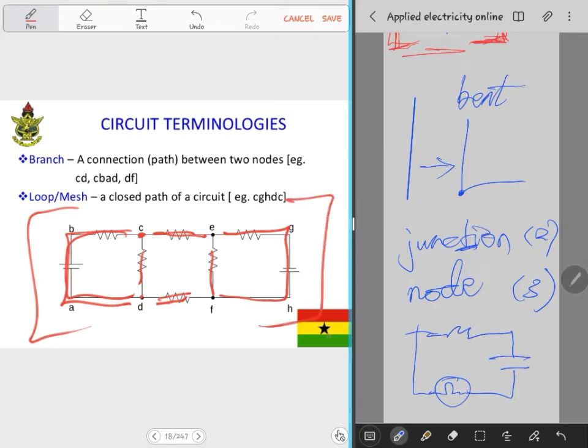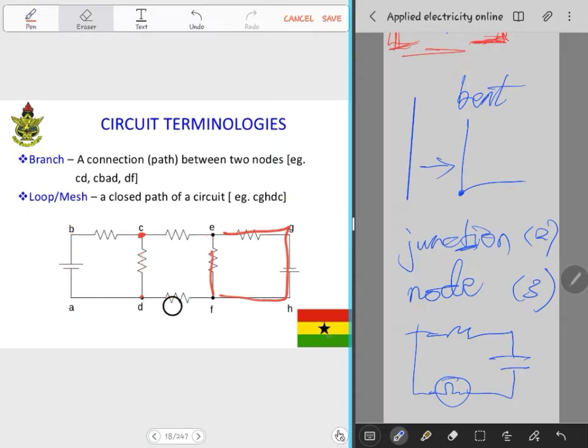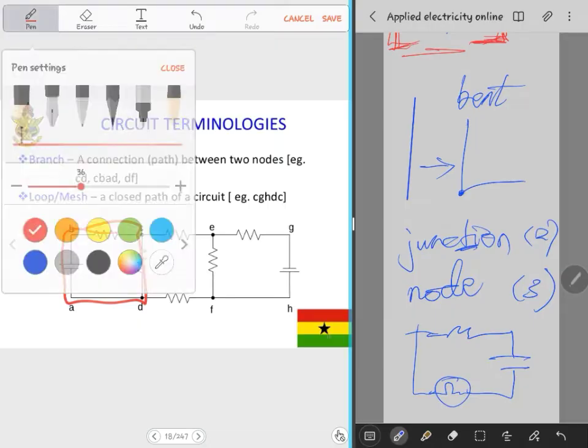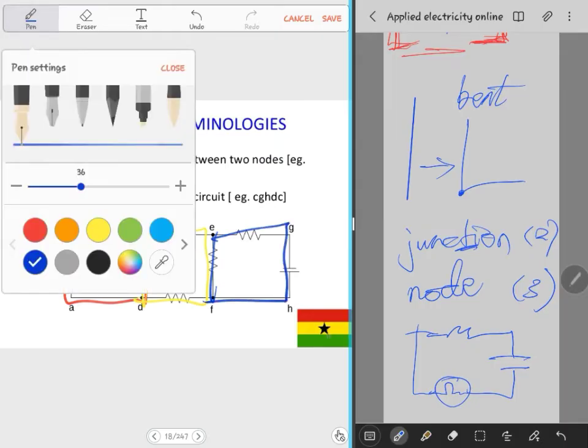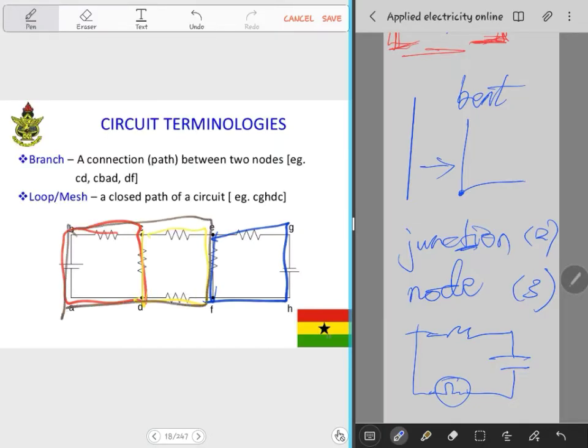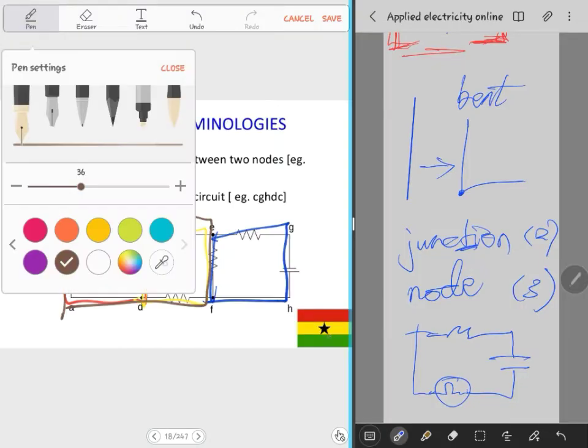But it's also possible that within this particular circuit, we can get other circuits. So when we have another circuit within a particular circuit, we say that one is a loop or a mesh, because a loop is closed and we can move along it. So I can have this one here, or another color, something like this one here, or this one too, or here and then here, or I could have this.